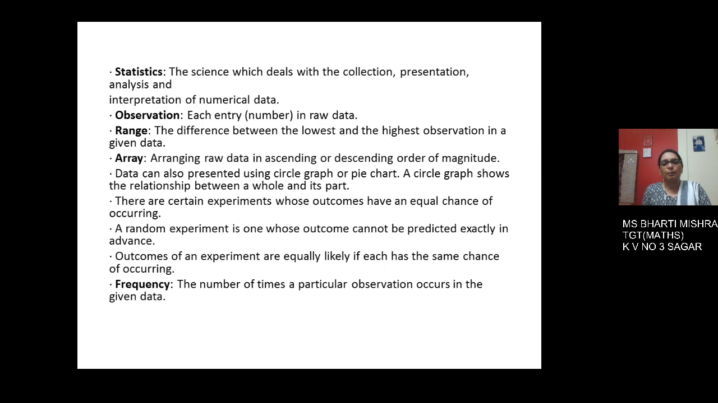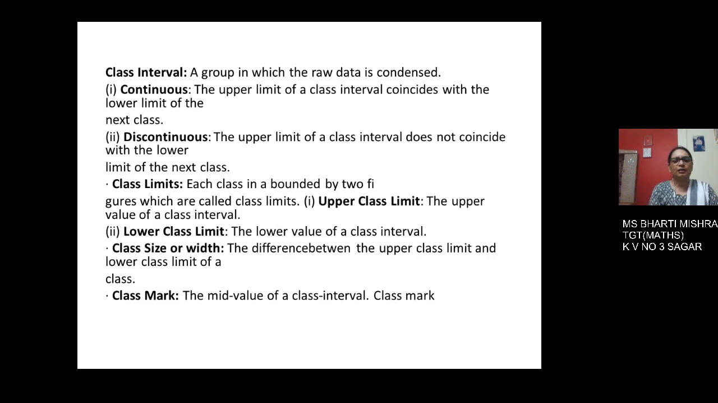Frequency, the number of times a particular observation occurs in the given data. Now here, when you are drawing the histogram, we will be forming the class intervals. Now let us learn this class interval in a little more elaborated way. Class interval, a group in which the raw data is condensed.